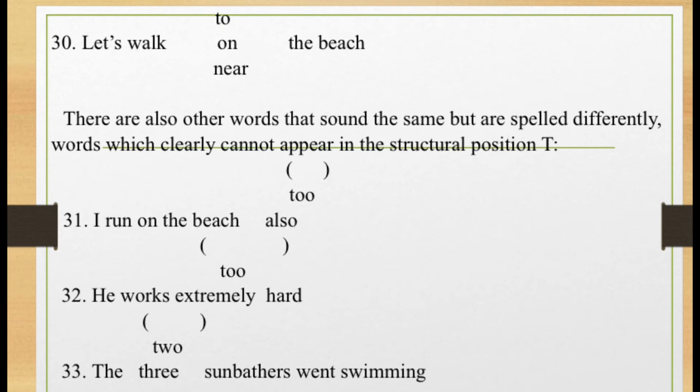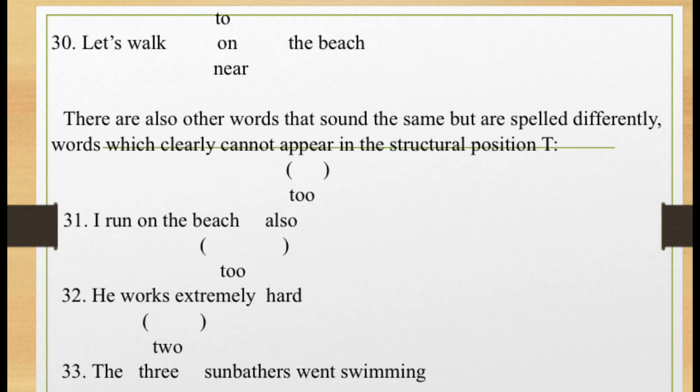For example, in number 30, we will see that to can occur as a preposition in a position where other prepositions could occur. Let's walk to the beach. Let's walk on the beach. Let's walk near the beach. Notice that none of these other prepositions could replace the T, to, in 24.